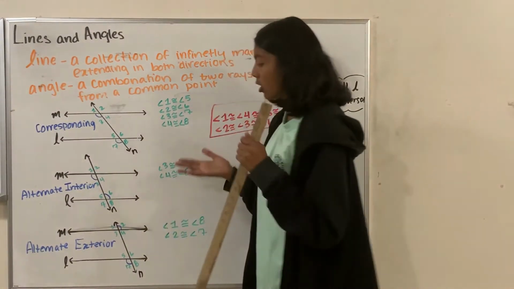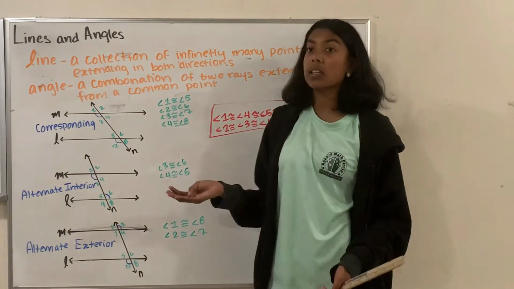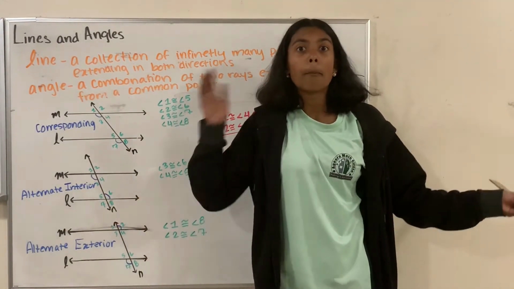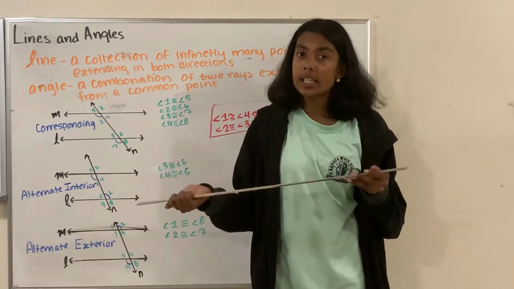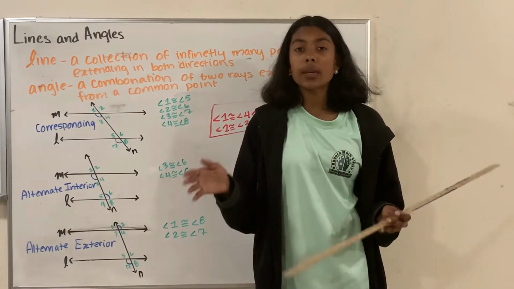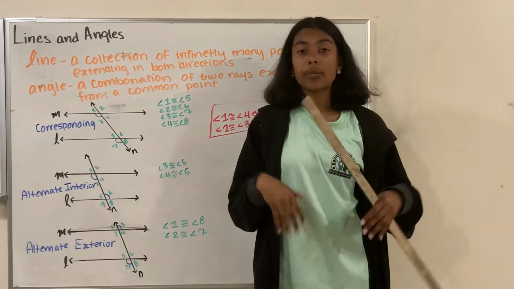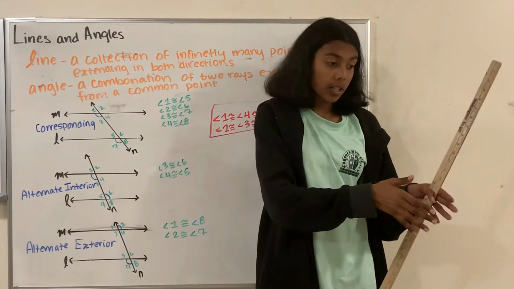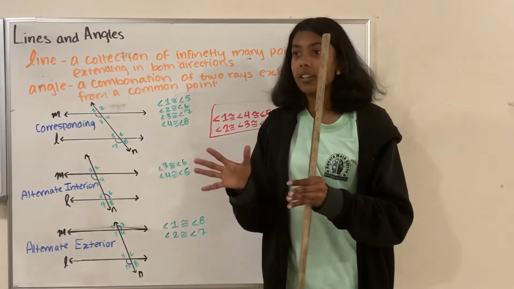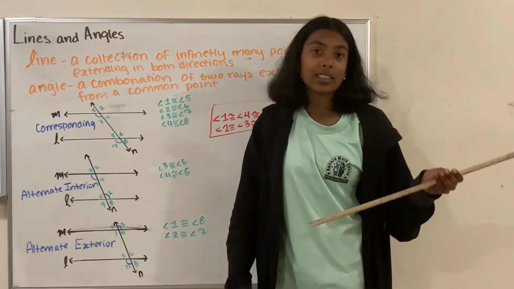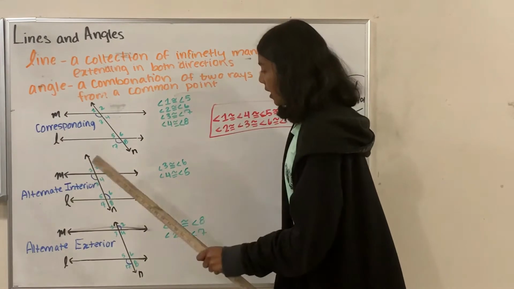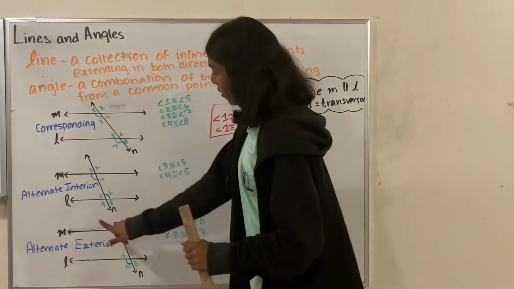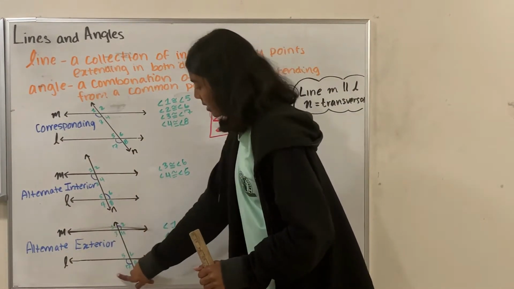Then we have our alternate exterior, which is basically like alternate interior, but guess what? It's on the exterior. If you don't know what interior and exterior mean, interior means inside, and exterior means outside. So we have alternate exterior, and this focuses on 1, 2, 7, and 8.